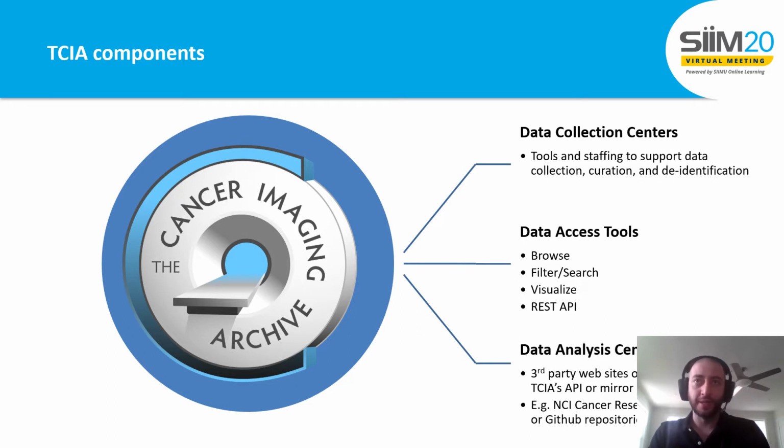And then the last piece is data analysis centers, and this is basically people that are part of the community that are building websites or tools which take advantage of the TCIA API, or that are somehow mirroring the data in order to extend the functionality available to the rest of the community for working with our data sets.